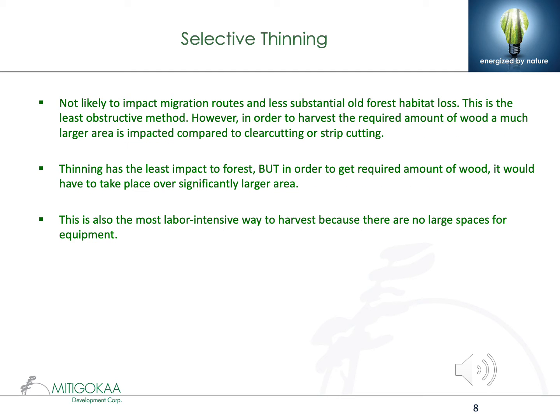Selective thinning is not likely to impact migration routes and causes less substantial old forest habitat loss. This is the least obstructive method. However, in order to harvest the required amount of wood, a much larger area is impacted compared to clear cutting or strip cutting. Thinning has the least impact to the forest, but in order to get the required amount of wood, it would have to take place over a significantly larger area. This is also the most labor-intensive way to harvest because there are no large spaces for equipment.